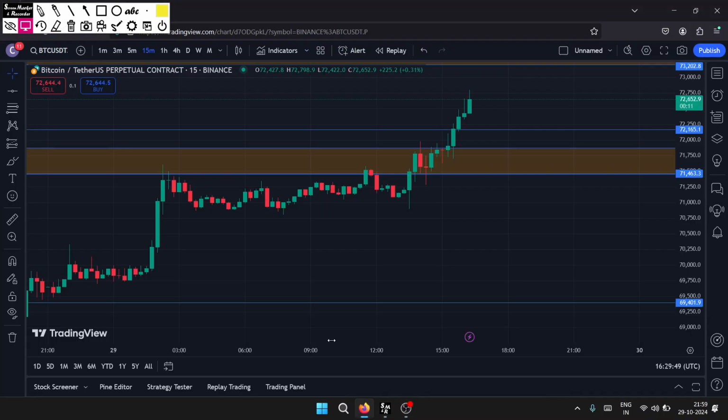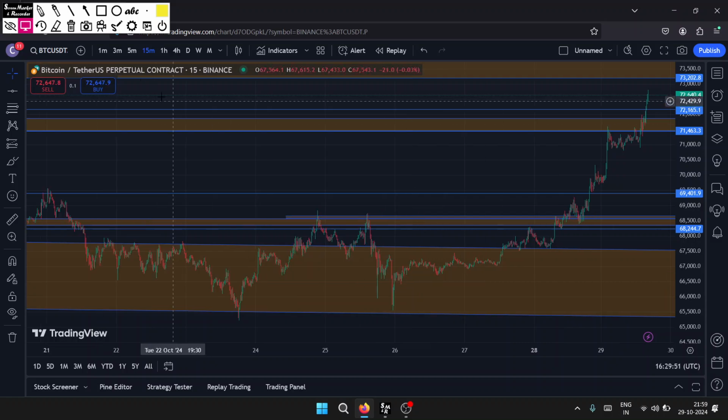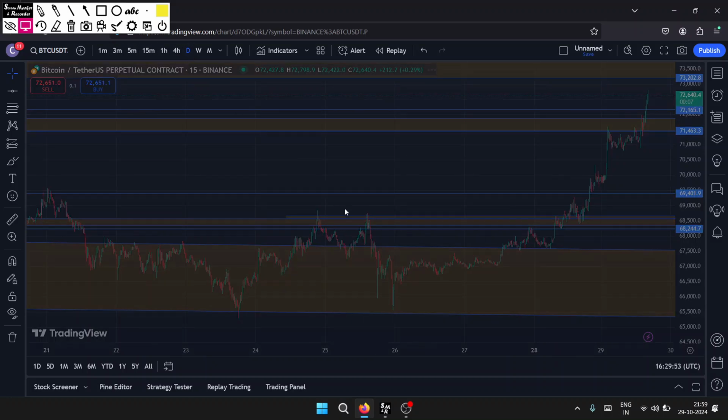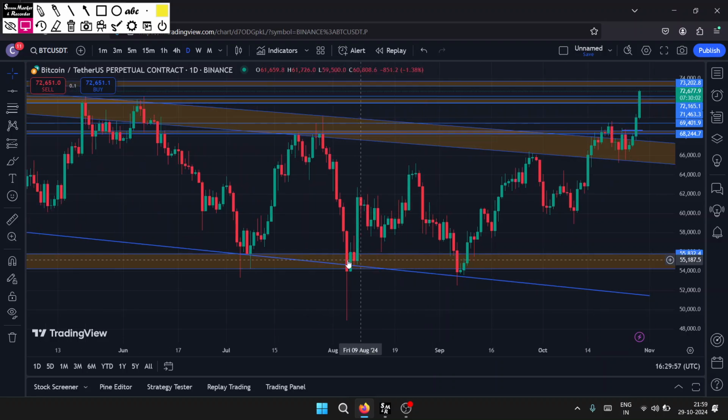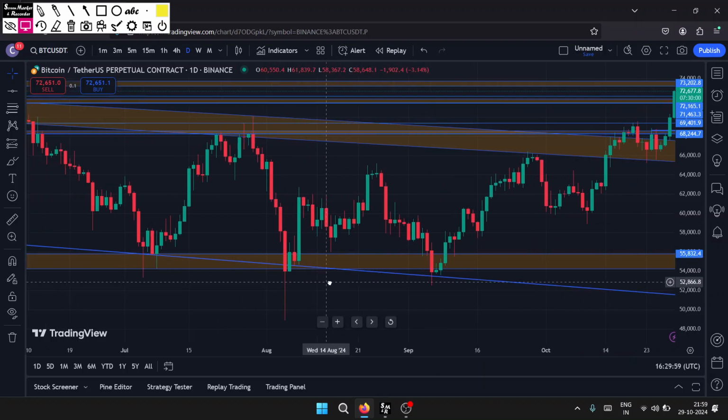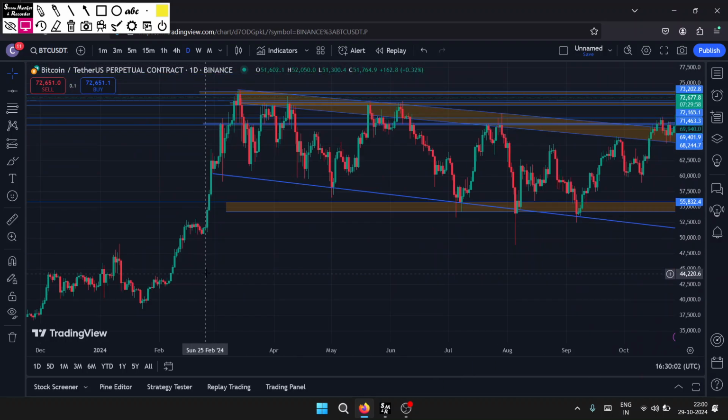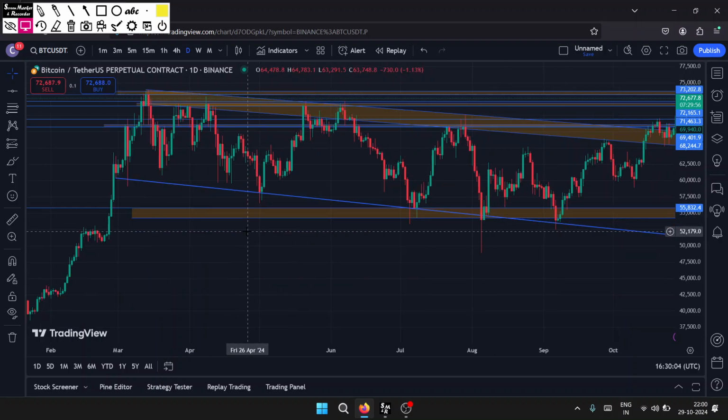Okay, now guys, we will understand some real life examples, right? So let's go to the daily time frame. And you know why I'm going to the daily time frame? Because I can explain things to you guys in a very good concept. So this is your liquidity sweep. Okay, why is this your liquidity sweep?